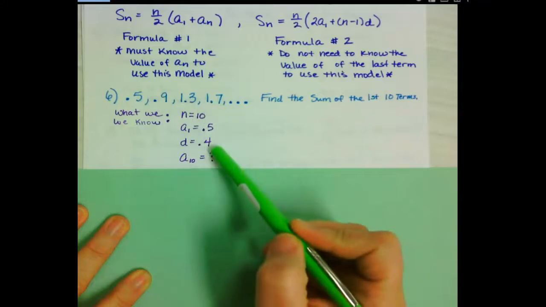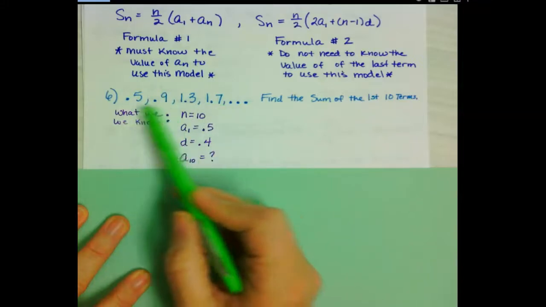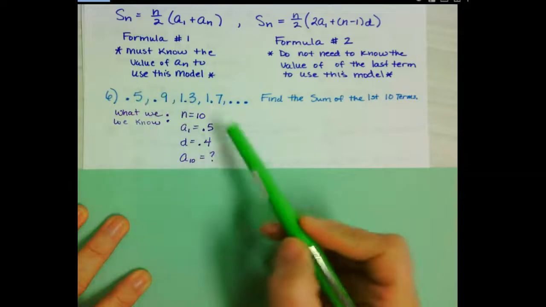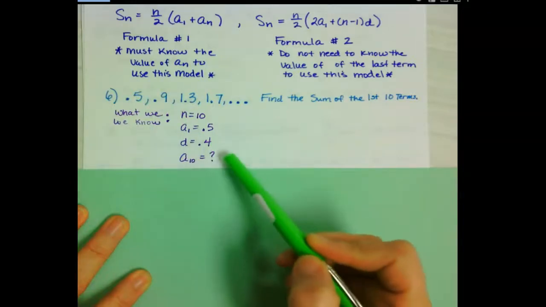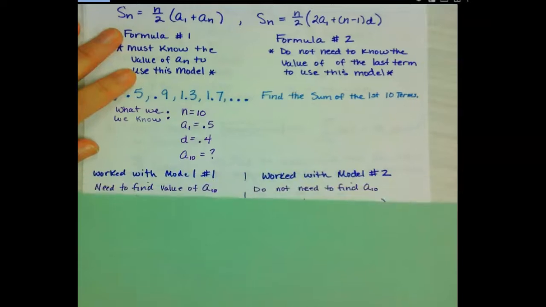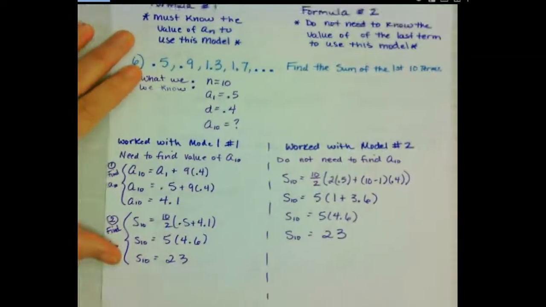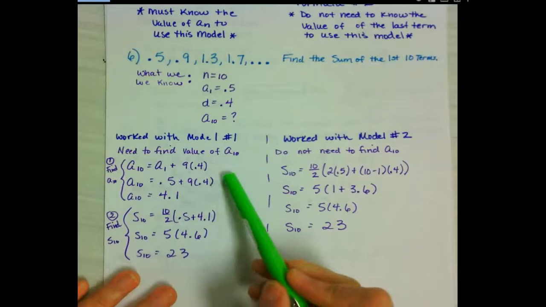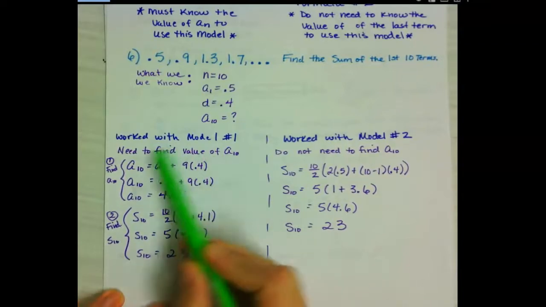We can find our difference easily because I have consecutive terms, and when I have consecutive terms, I can take the second one minus the first one, so I know the difference is 0.4. What I don't know is the value of the last term. So in this particular model, I worked it out both ways just so you could see the two side by side. In this one, I didn't know a sub 10, so I had to calculate it.